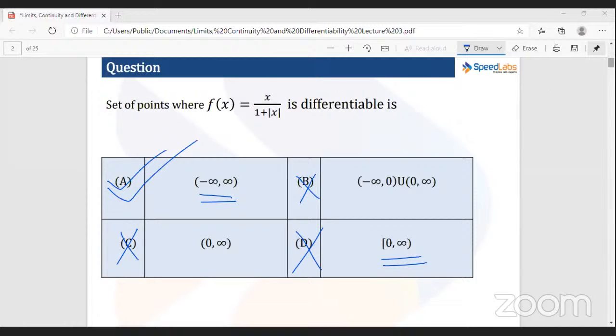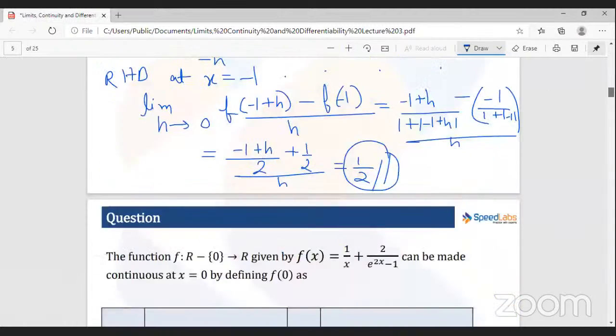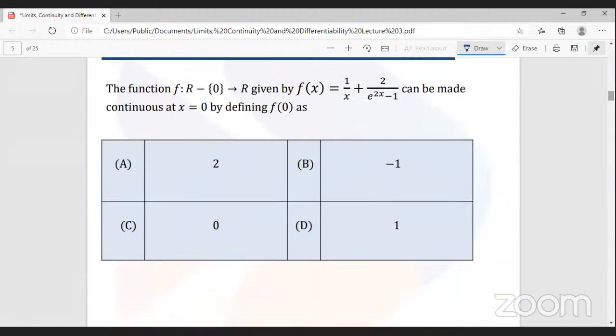So now, this is the next question. The function f, domain is R minus 0 to range R, given by f(x) equal to 1 upon x plus 2 upon e raised to the power 2x minus 1, can be made continuous at x equal to 0 by defining f(0) as what? You have to find the definition of f(0). You have 2 minutes to solve this question.